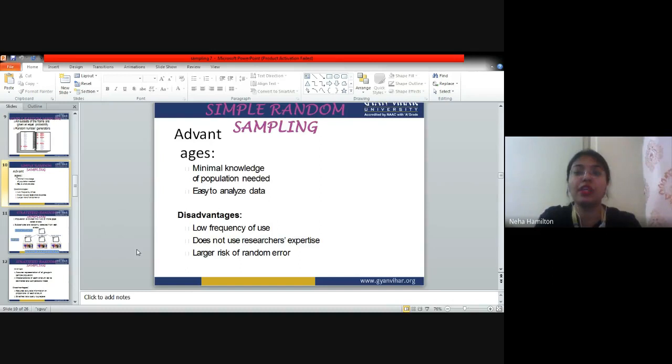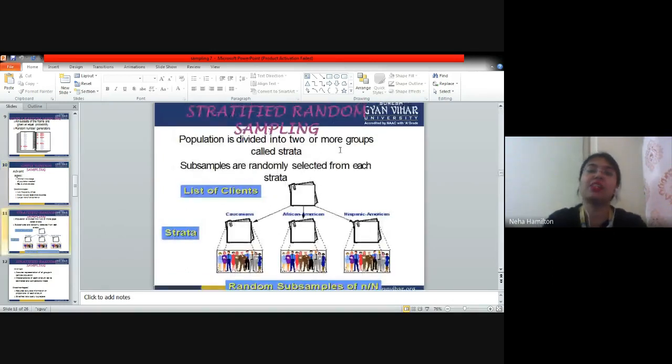Now let's move forward. Now let's talk about stratified random sampling. Okay, so what is stratified random sampling? Stratified random sampling is basically a type of random sampling in which the population is divided into two or more groups, which are called strata. Now, what is the meaning of this word strata? Strata means you are dividing the population into small groups. Now, these groups have some similarity in them, right? That's why they are called strata.